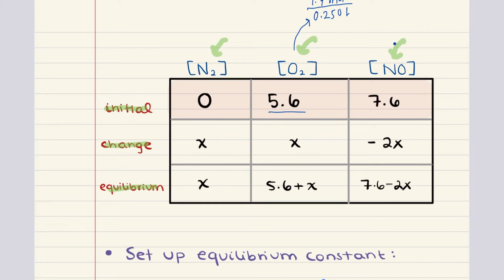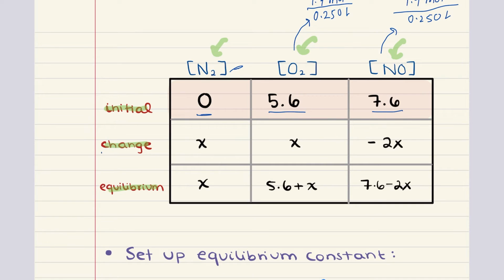We want to do the same thing with nitrogen monoxide. We know we have 1.9 moles, and we have our volume of the flask, which is 250 milliliters. Again, that's 0.250 liters. And this gives us a concentration for nitrogen monoxide that is equal to 7.6. Now, what about the concentration for nitrogen gas? Since there's no mention of moles of nitrogen gas, we can assume its initial concentration is 0.